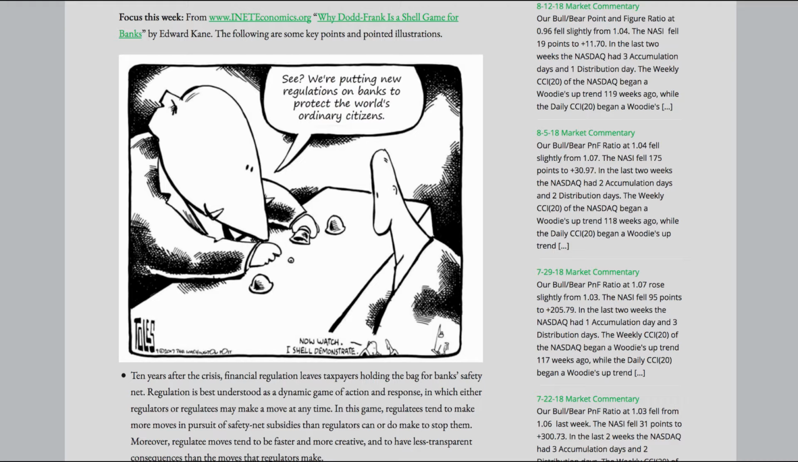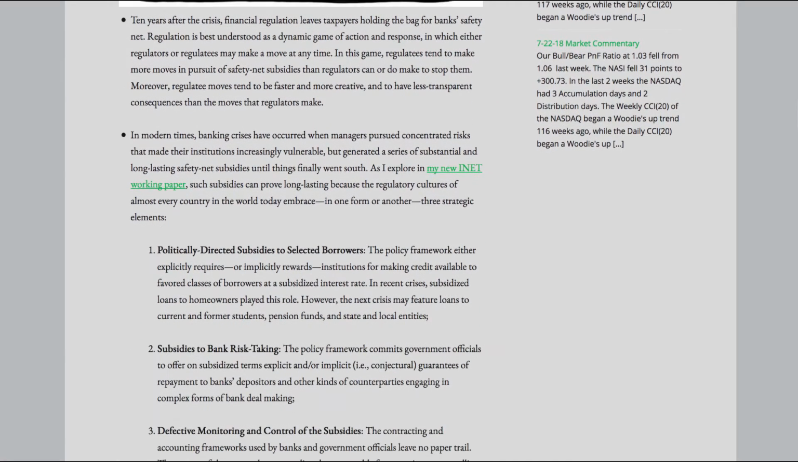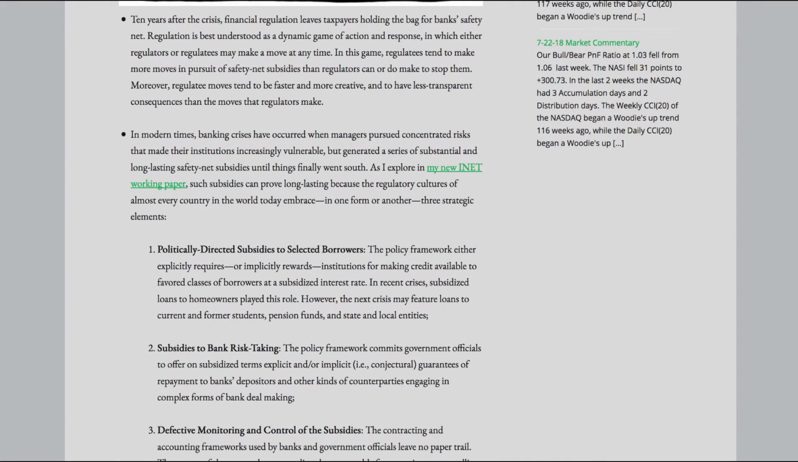Regulation is best understood as a dynamic game of action and response, in which either regulators or regulatees may make a move at any time. In this game, regulatees tend to make more moves in pursuit of safety net subsidies than regulators can or do make to stop them. Moreover, regulatee moves tend to be faster and more creative, and to have less transparent consequences than the moves that regulators make.